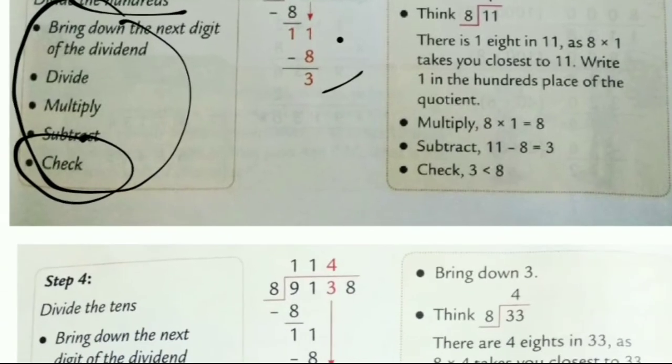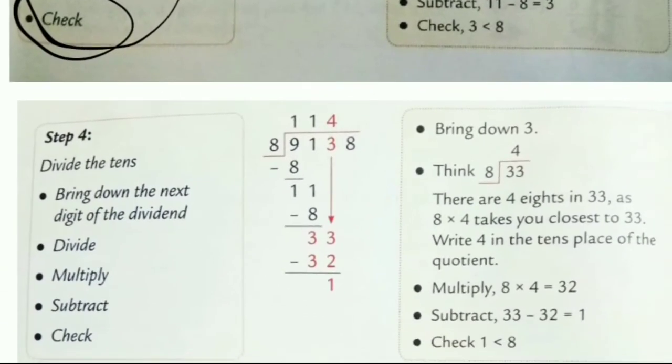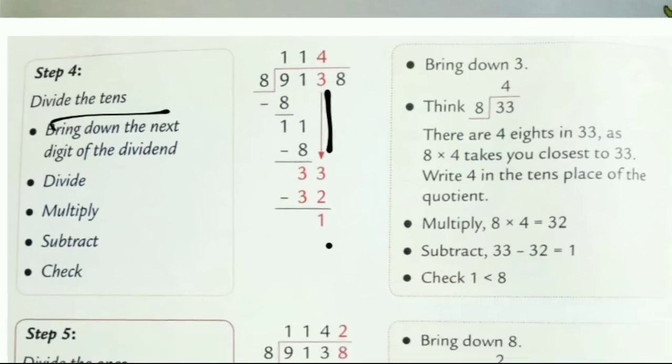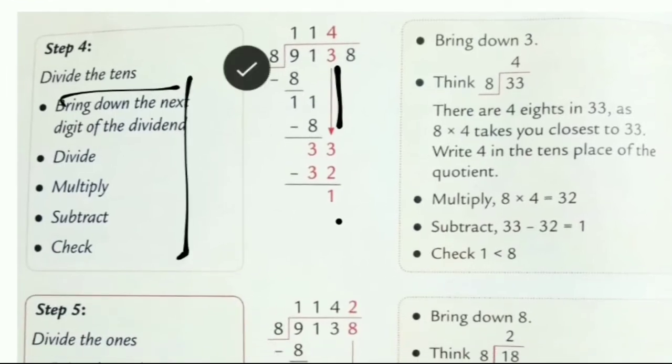In this one, the next step is divide the tens. After completing 100, now we will do it for tens. So this 3 we will write here. So now it is 33. So we know that 8 fours are 32. Remainder is 1. Again all the steps we will do here, and the same steps we are doing in numeral form.